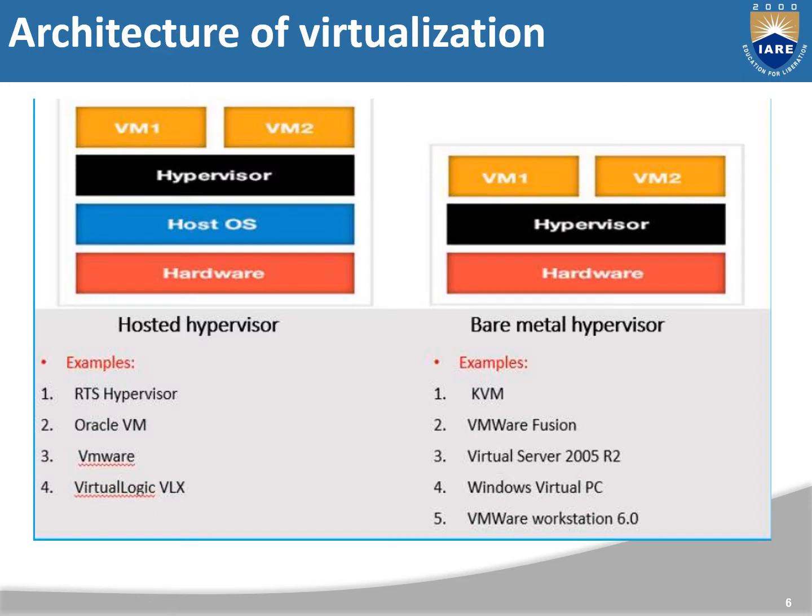Now comes the architecture of virtualization. You can see here the hosted hypervisor, which is one of the architectures, and the bare metal hypervisor. The hosted hypervisor examples are Oracle VirtualBox and VMware. Now coming to the bare metal hypervisor, the examples are KVM, VMware Fusion, Virtual Server 2005 R2, Windows Virtual PC, and VMware Workstation 6.0. So these are the architectures of virtualization.